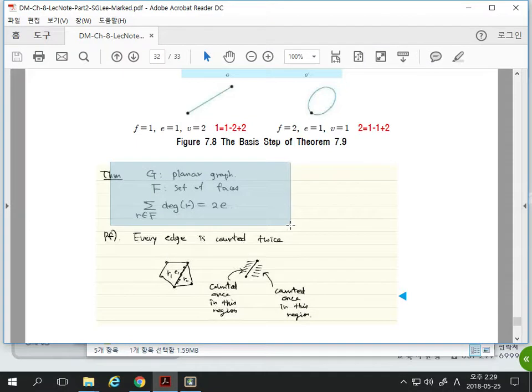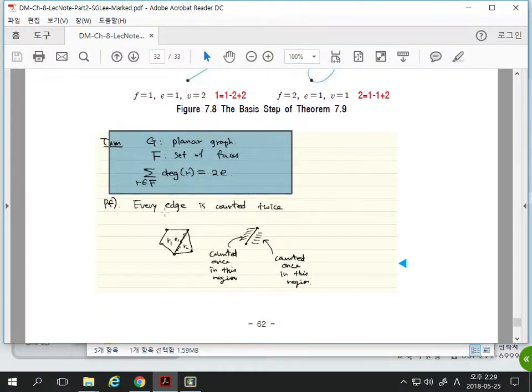If it is a planar graph and the set of faces is F, then the sum of the degrees of the faces is equal to double the number of edges. Okay? Because every edge is counted twice. Does that make sense?